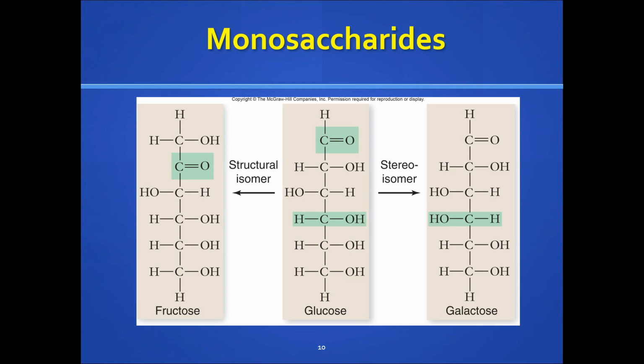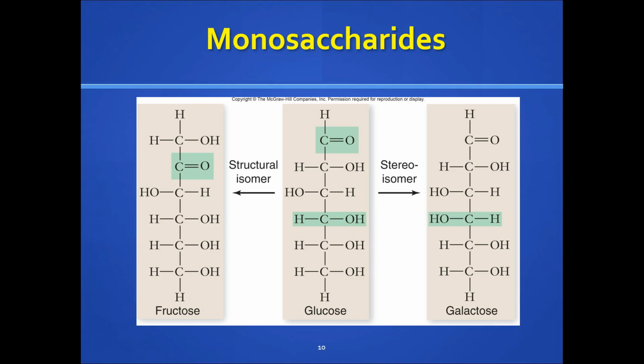So here's the difference between a structural isomer and a stereoisomer. Structural isomers are going to have the functional group at a different spot on one of the carbons. In this case, the difference between fructose and glucose: fructose has its double-bonded oxygen at carbon number 2, where glucose has it at carbon number 1. So that'd be structural. They're structurally different even though they have the exact same empirical formula.